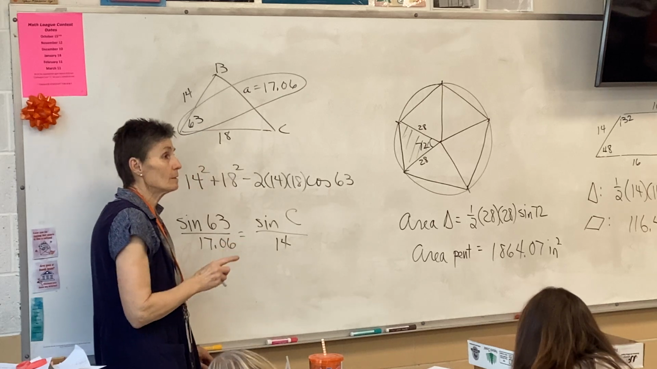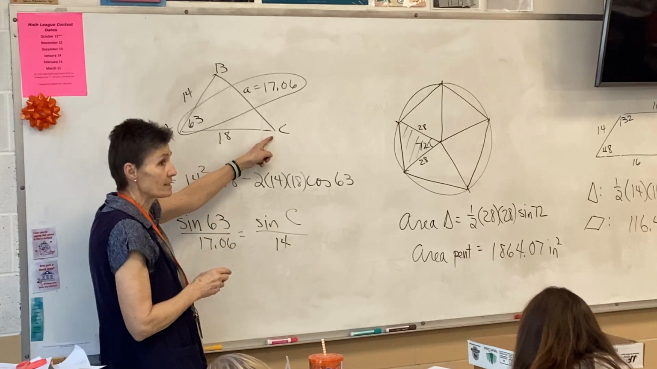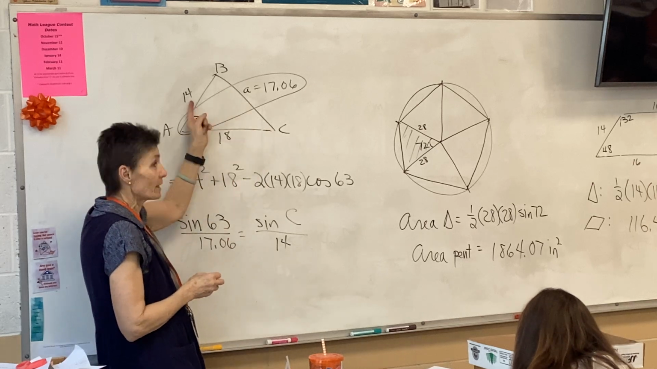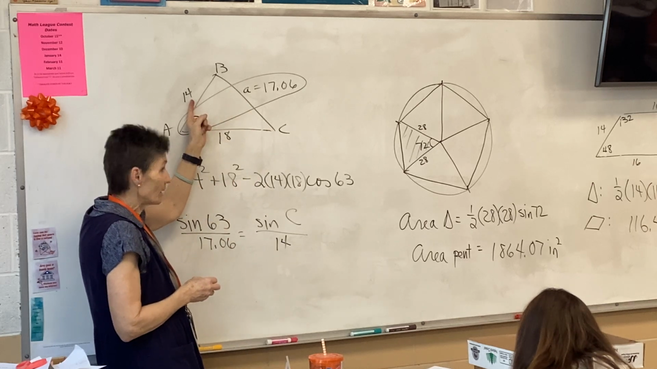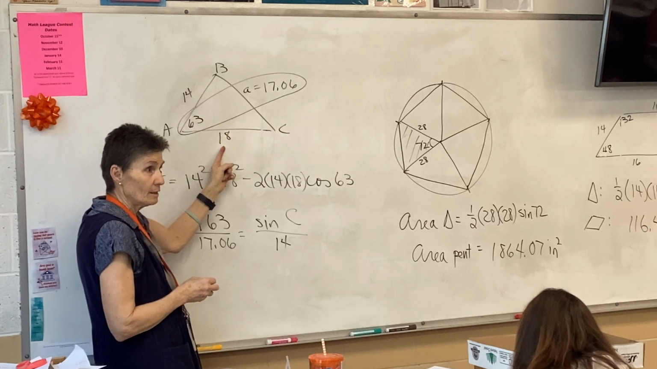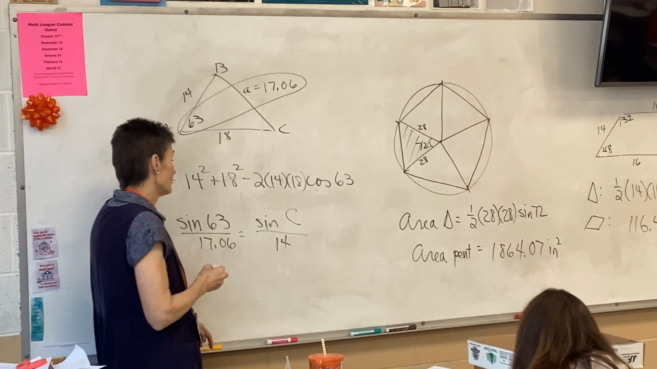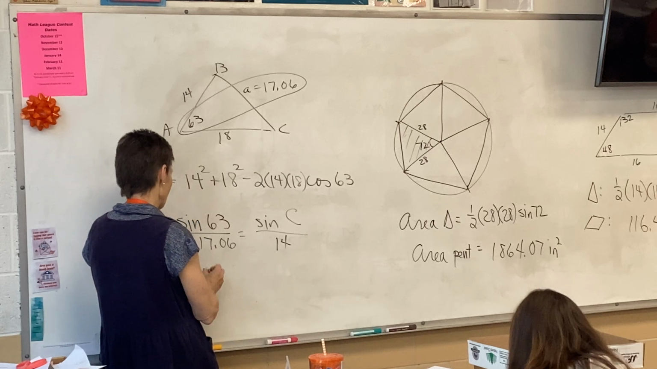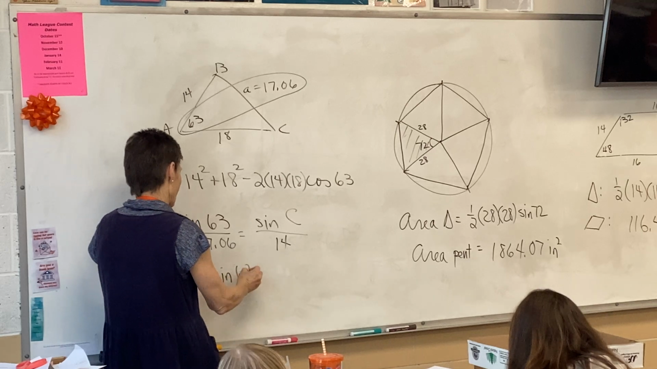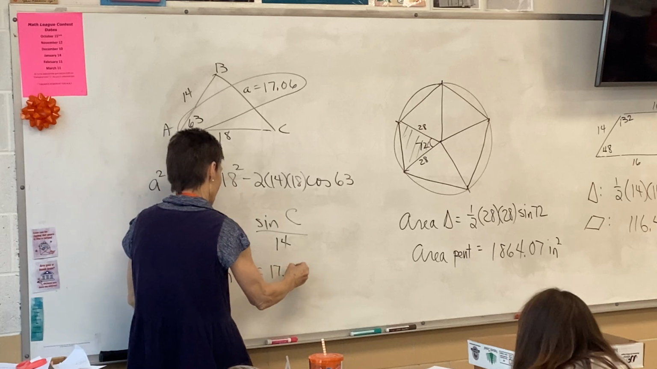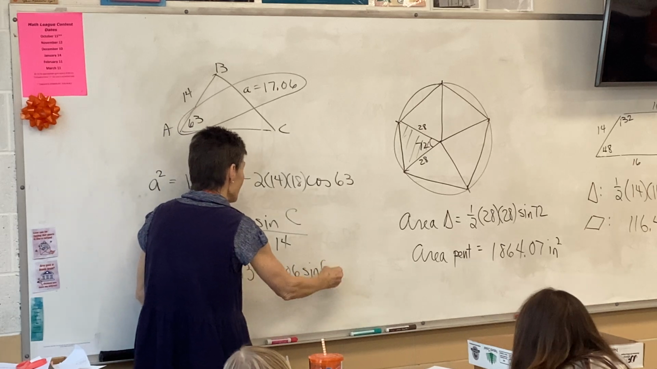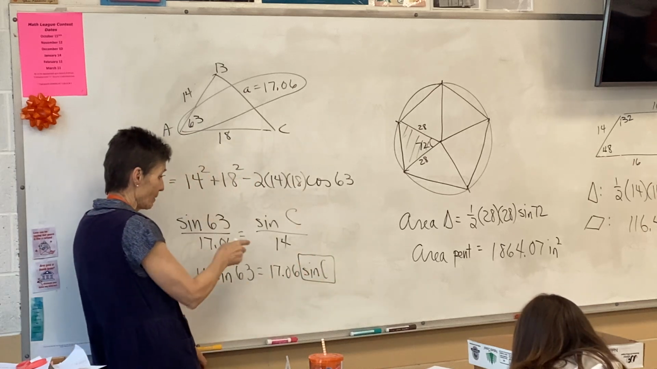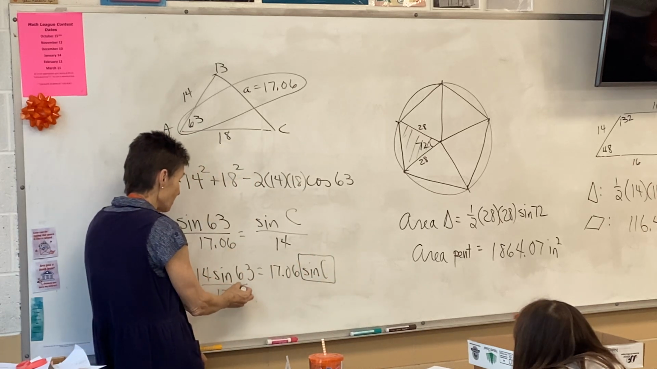Make sure that if you're doing sine C, and it doesn't matter, you can do B, but if you're doing C, you got to use 14. If you're doing B, you're going to use 18. All right, so we're going to cross multiply and divide. And when we divide, guys, that's unbreakable. You're dividing by 17.06.